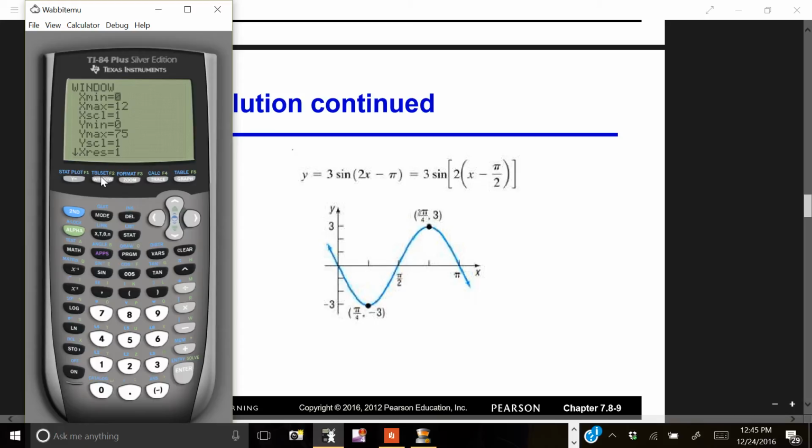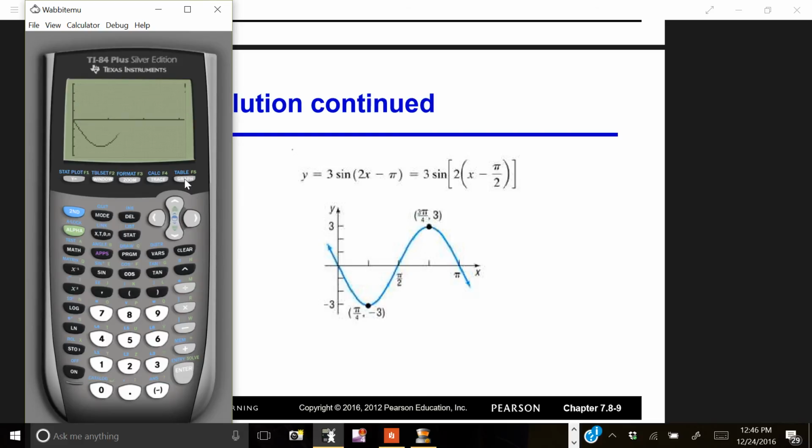So let's put x min equals 0, and we'll just see one period. And remember, the period was pi. So let's go 0 to pi. And now, since the amplitude is 3, we want a y min of, say, minus 4. That's giving it a little room, to plus 4. Obviously, the sine wave will not get that high, but it'll give us a little headroom. So graph it, and as you see, we see one period. And this is 0, and this is pi.